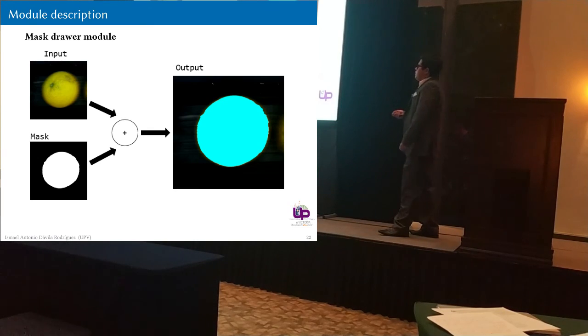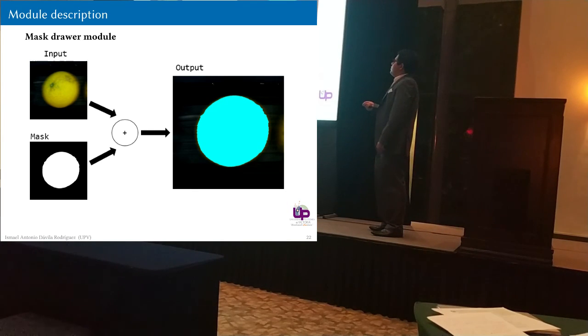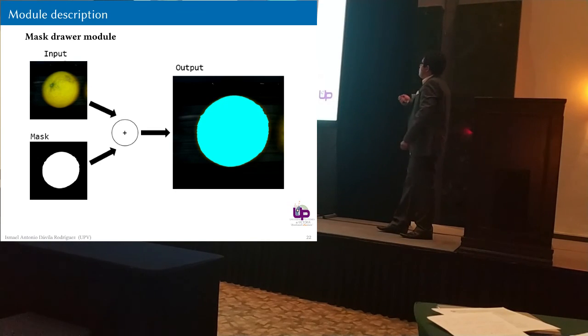So here is the mask driver module, and if you see here in the output we have an RGB image, and then we have the segmentation. So if you combine these two images, we get this, where the segmentation is drawn in cyan color in the output. You can see here that the segmentation is just drawn in a cyan color.